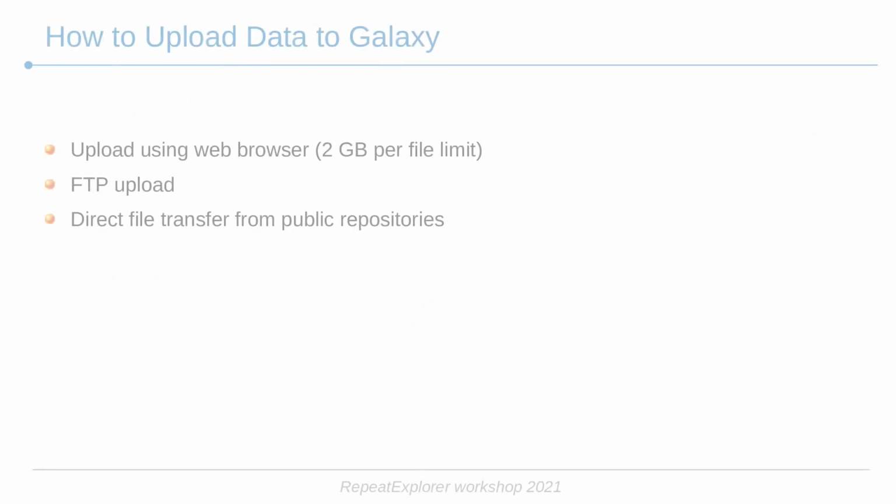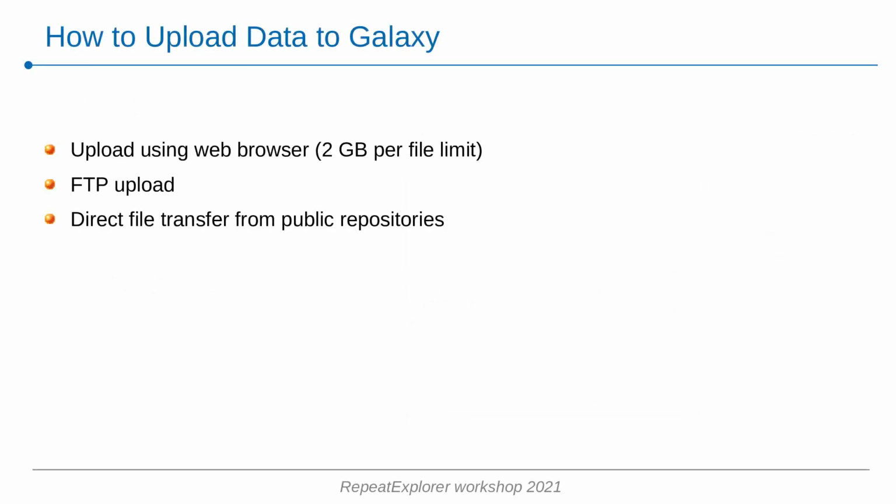Now I will show how to get data to the RepeatExplorer Galaxy server. Data can be transferred to the Galaxy server in 3 different ways. The simplest approach is a direct upload using a web browser. Larger files can be transferred using an FTP client, and the third possibility is the direct transfer from public repositories.